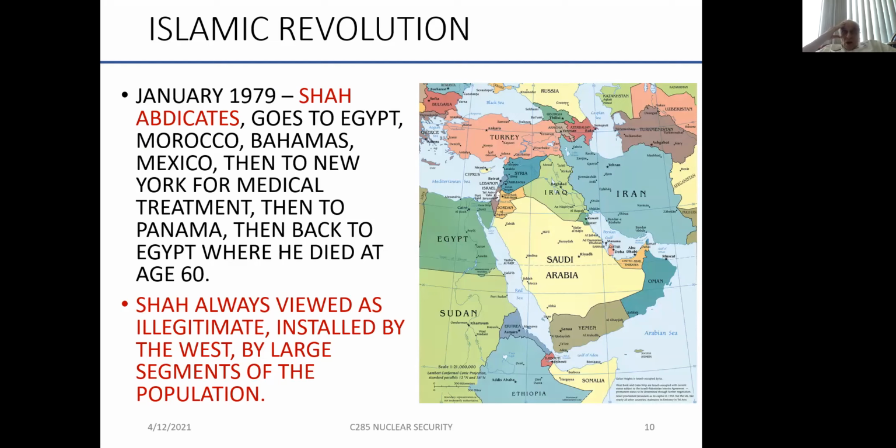Remember, since the Shah's ascendancy to the power of the government, as well as the head of state, was based upon the overthrow of the Mossadegh regime, the Shah was always viewed as illegitimate by large segments of the population, that he was installed by the West.